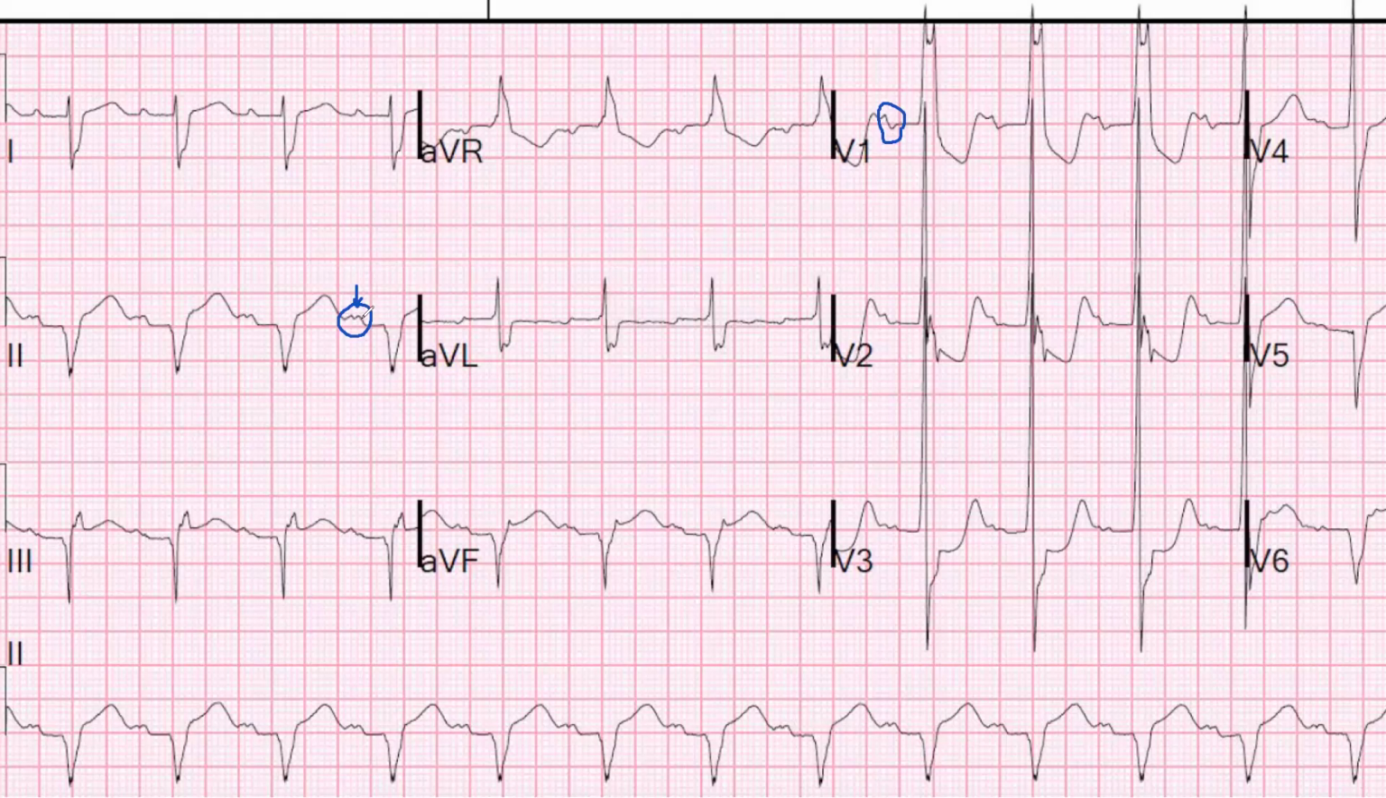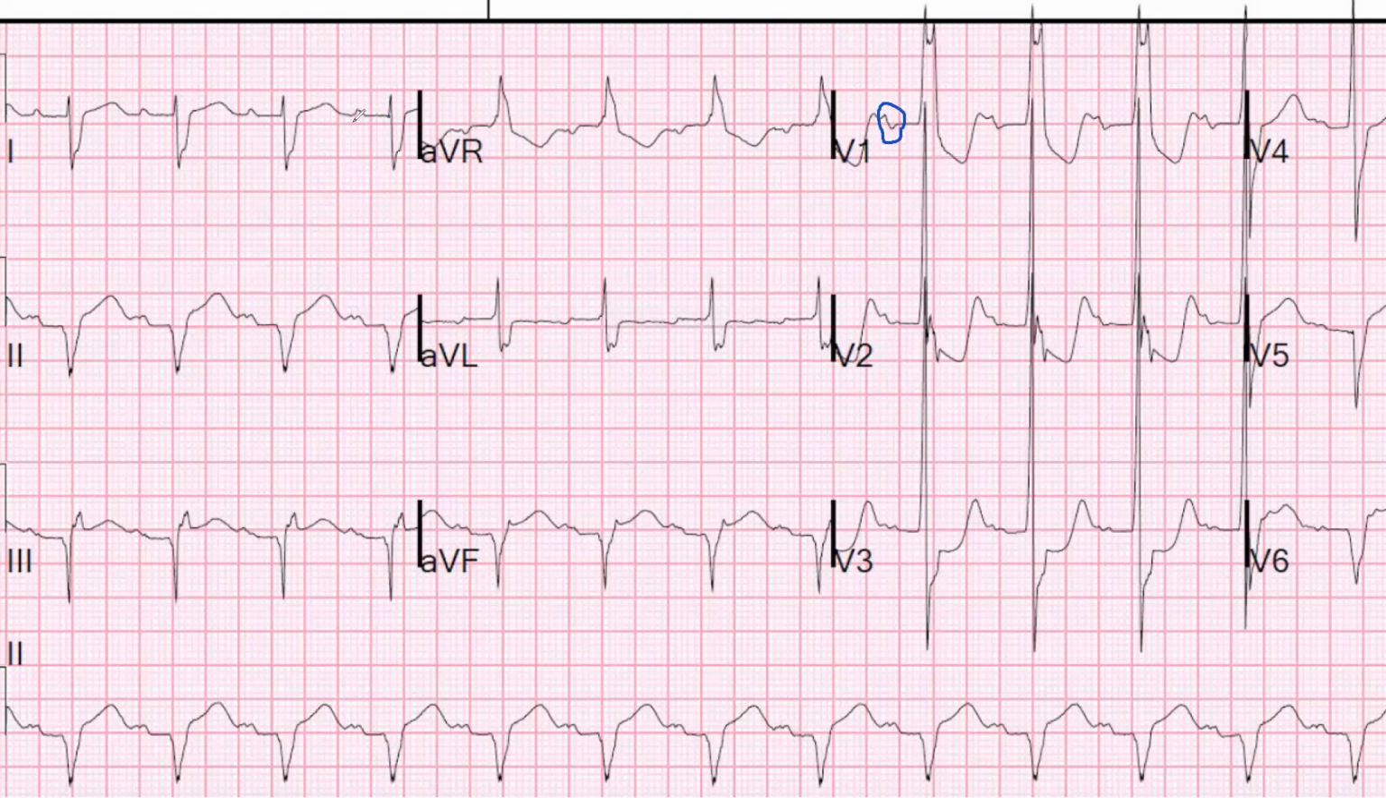Which atrium is bigger? The right one has a tall P, so the left one. The P mitrale. All right, so P mitrale. Next one, PR interval.